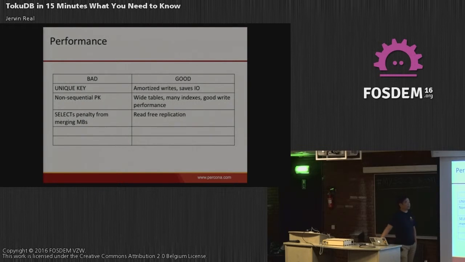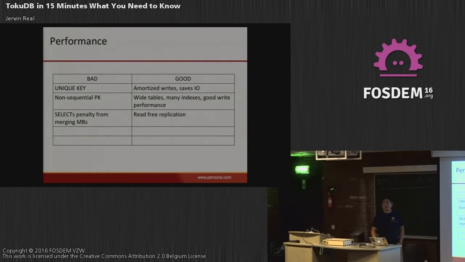In terms of performance, there are actually good and bad trade-offs that you do need to watch out for. First, the bad things: unique keys and non-sequential primary keys are very bad, right? When you're using a unique key, it translates into a read, from either the message buffers or from disk, and then a write, right? So it's additional work for Tokudb. Also, a non-sequential PK is not very good because it can result in very bad fragmentation in in-memory workloads.